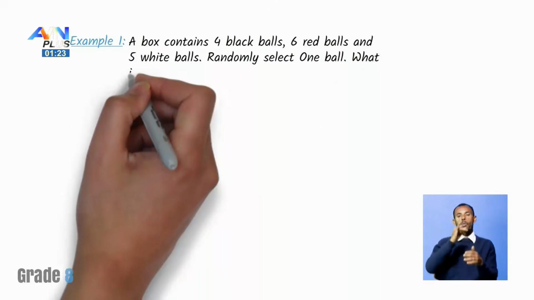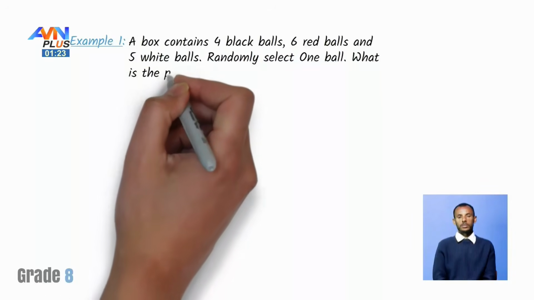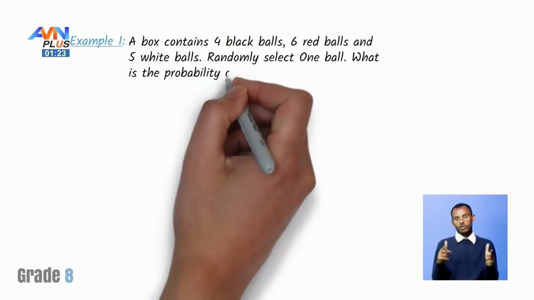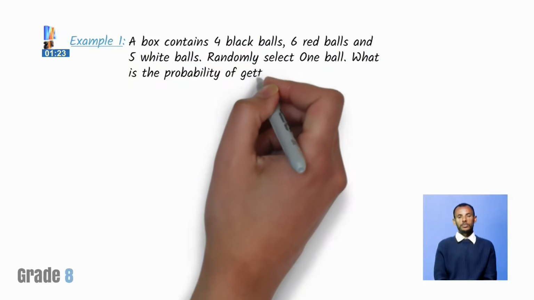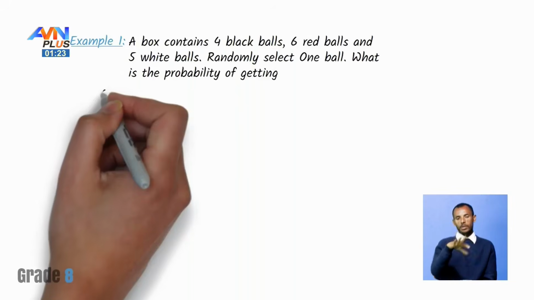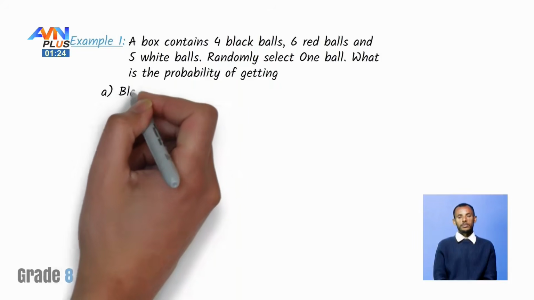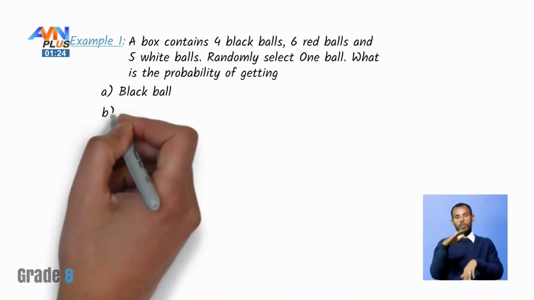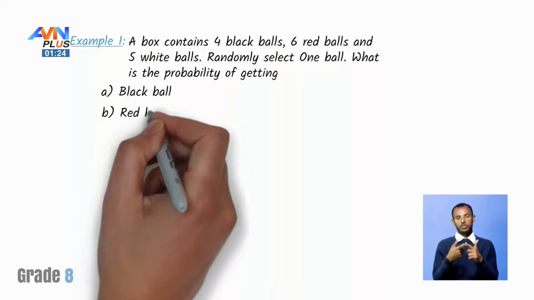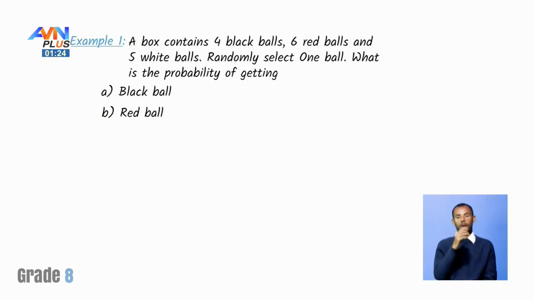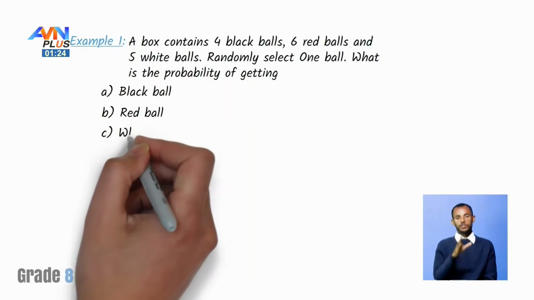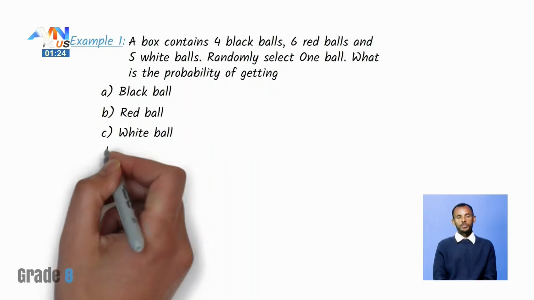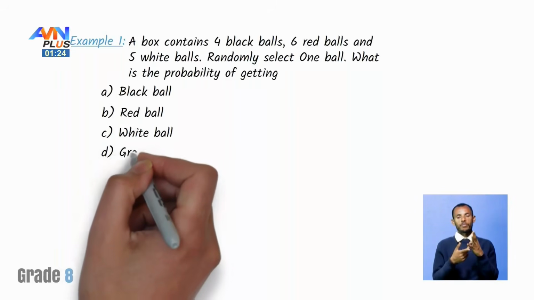What is the probability of getting: the first one, black ball; the second one, red ball; the third question, white ball; the fourth one, green ball?